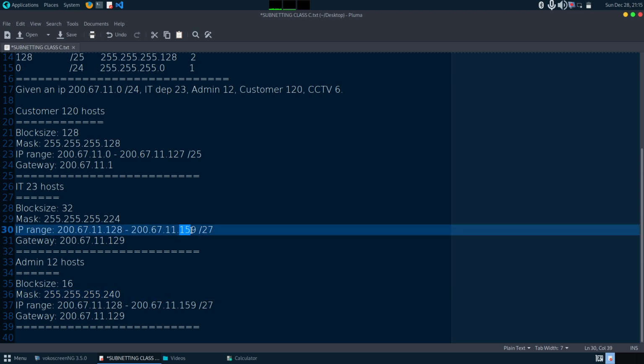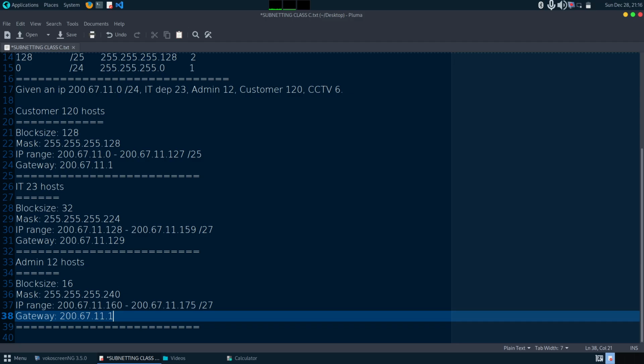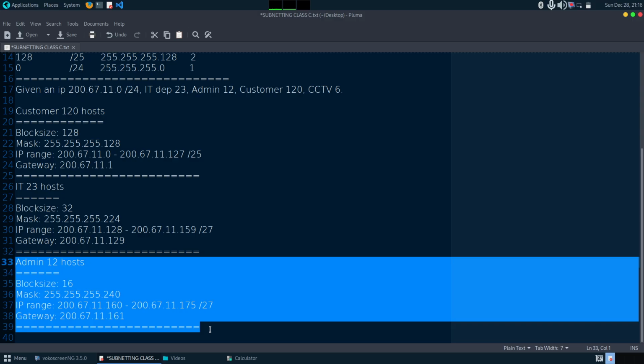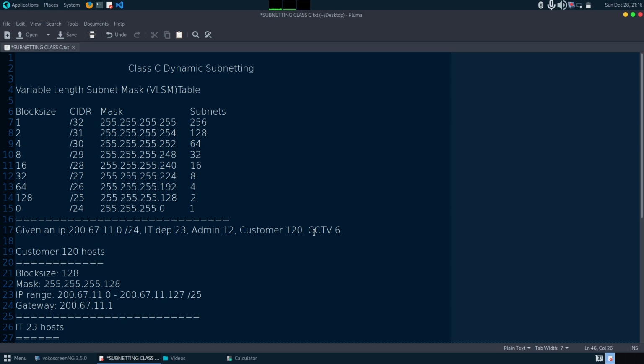Here we ended on 159. So this one will start on 160. So we say 16 plus 160. So that is 176. So 176 minus 1, we have 175. Yes, like that. So our first usable IP is 161. Still same procedure.